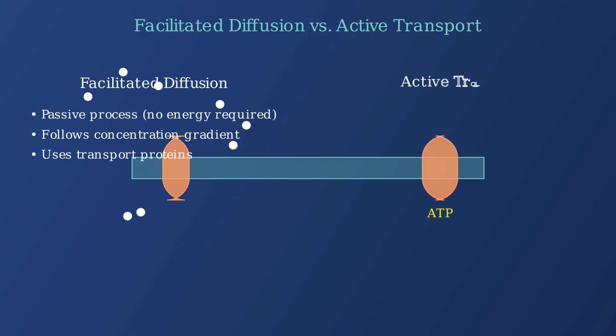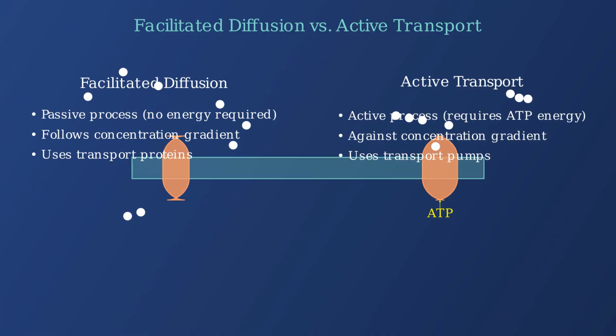In contrast, active transport is a process that moves molecules against their concentration gradient using energy, typically in the form of ATP. Active transport pumps use energy from ATP to move molecules against their concentration gradient, from areas of lower concentration to areas of higher concentration. The key characteristics of active transport are: it's an active process requiring energy from ATP, it works against the concentration gradient, and it uses specialized transport pumps.